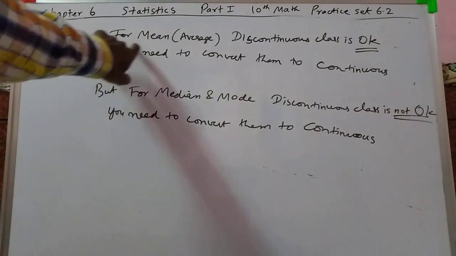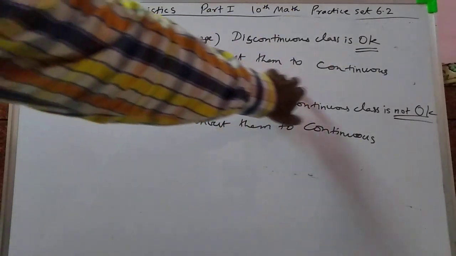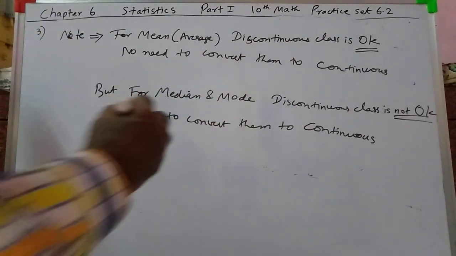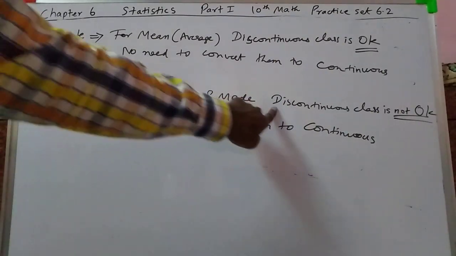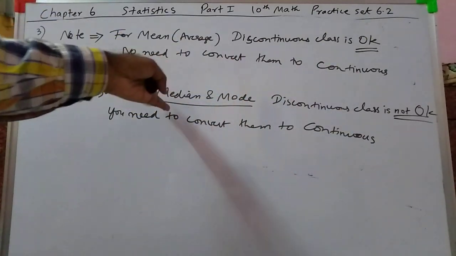Note, for mean or average, discontinuous classes, no need to convert them to continuous. But for median and mode, discontinuous class is not okay. You need to convert them to continuous. We will see that now.